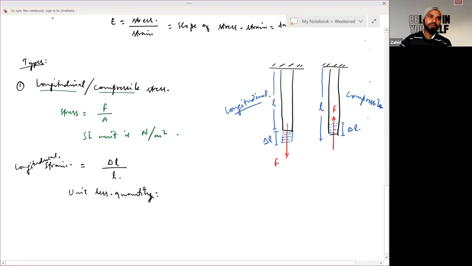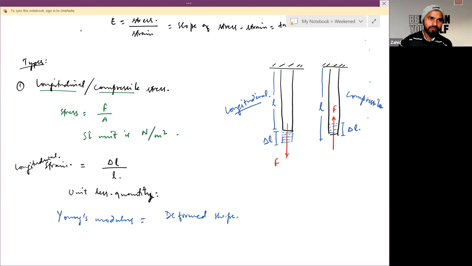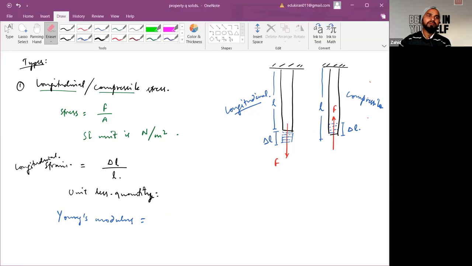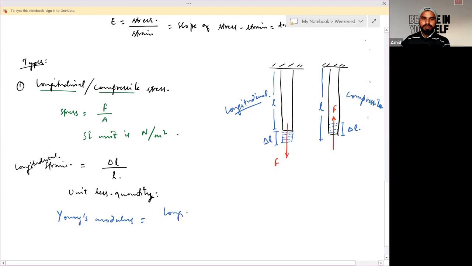Now, if you apply Hooke's law related to these two terms, there will be a term that is called Young's modulus, which is nothing but the ratio of longitudinal stress by longitudinal strain.